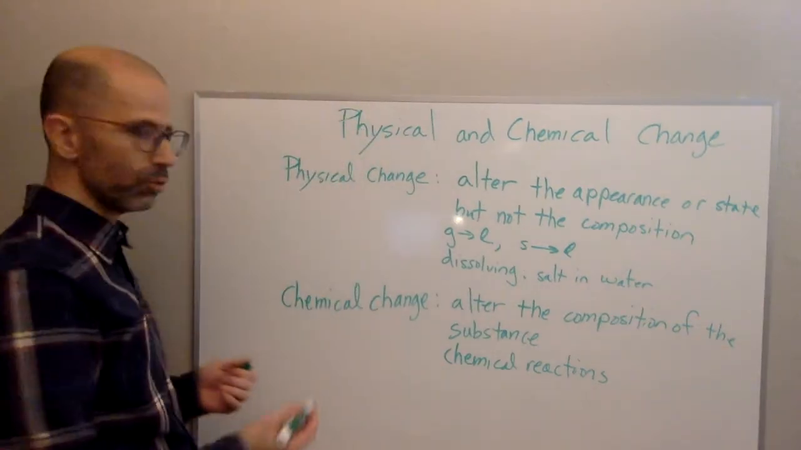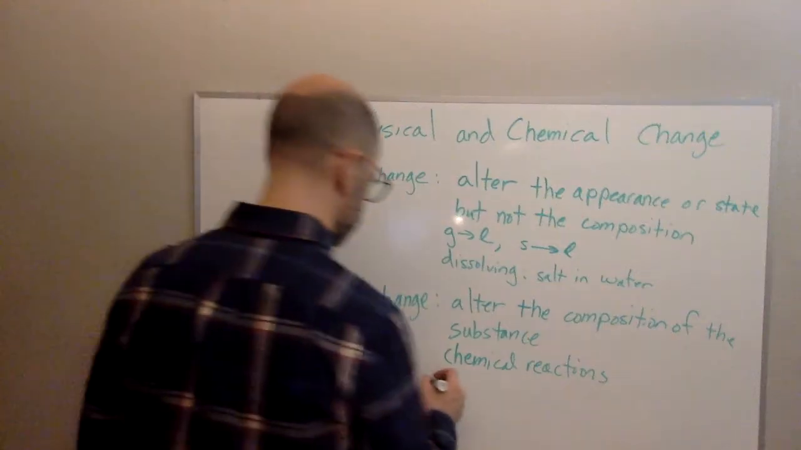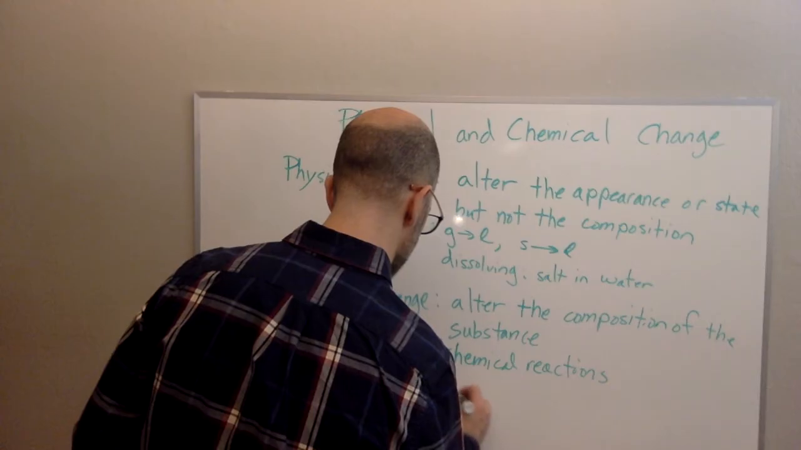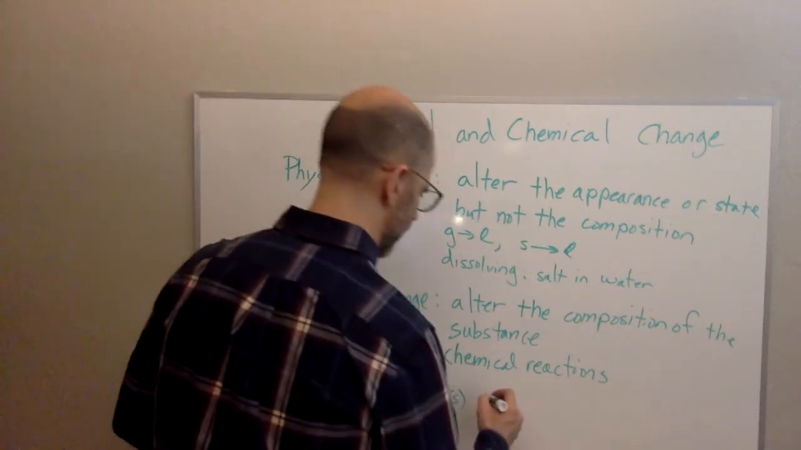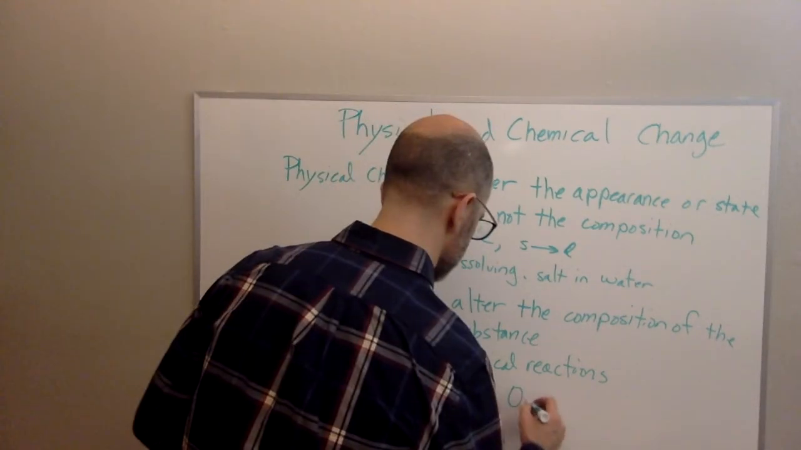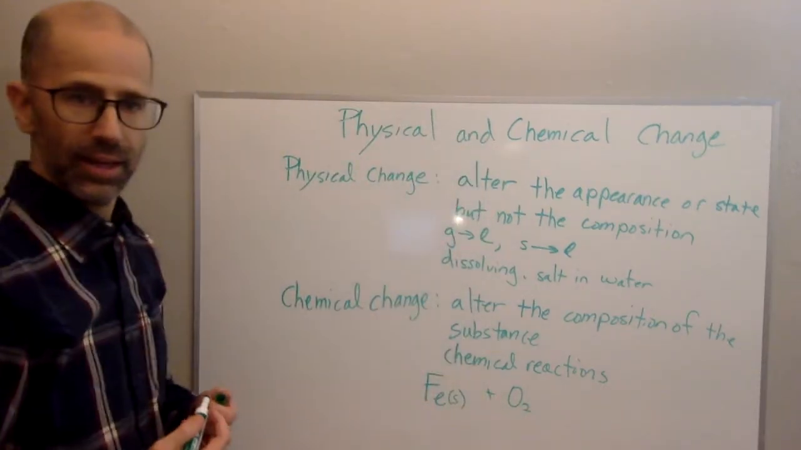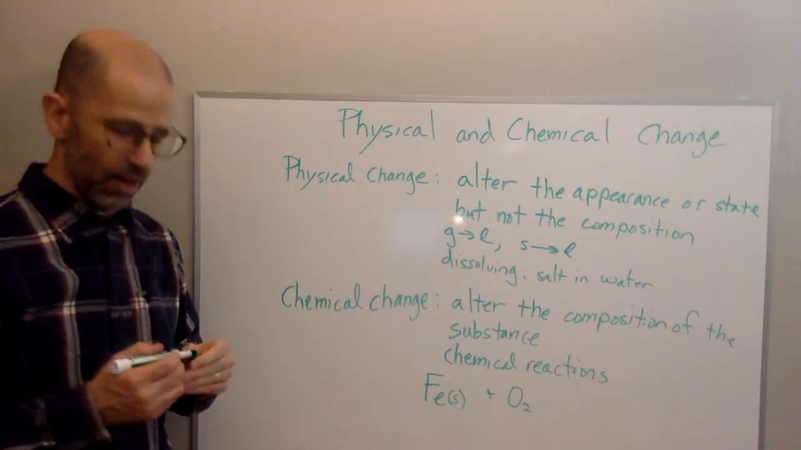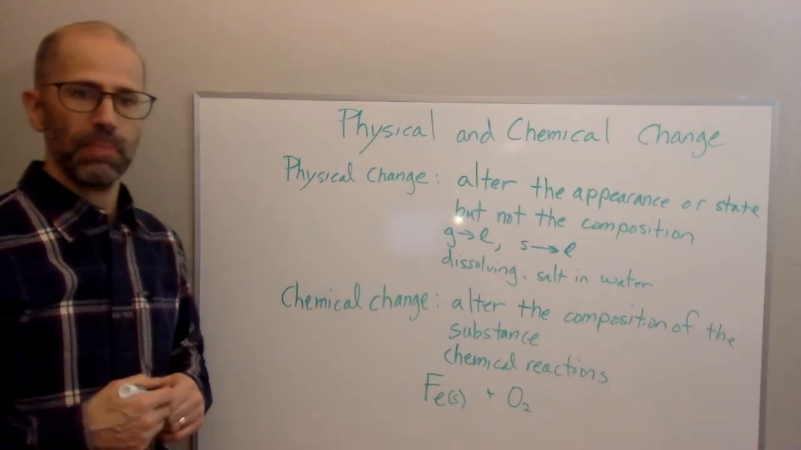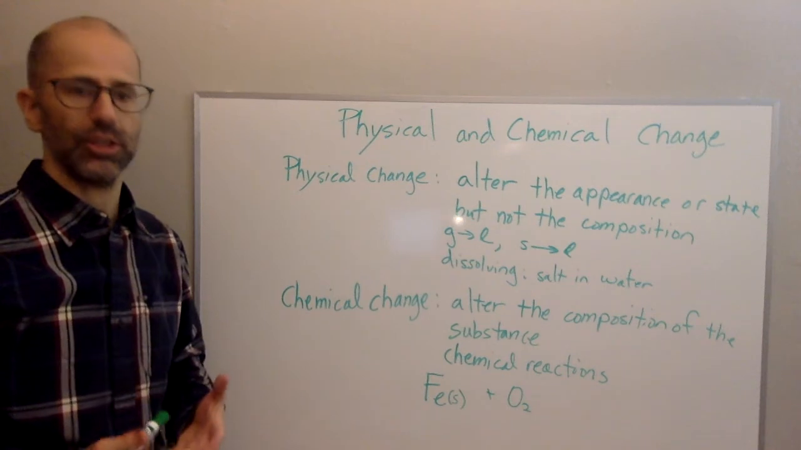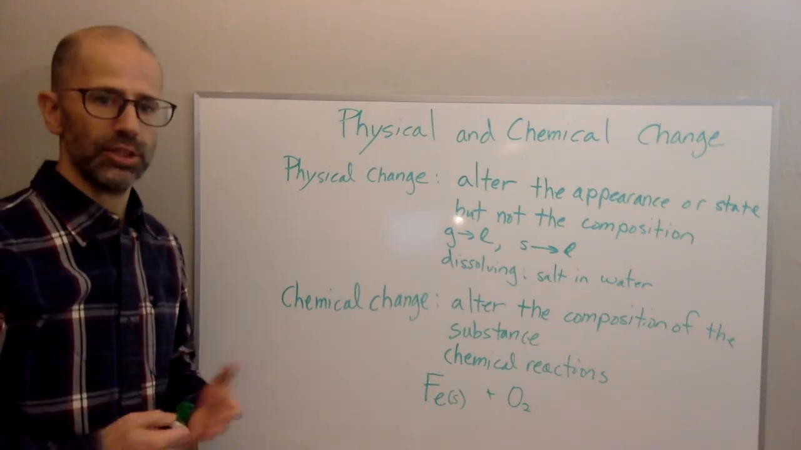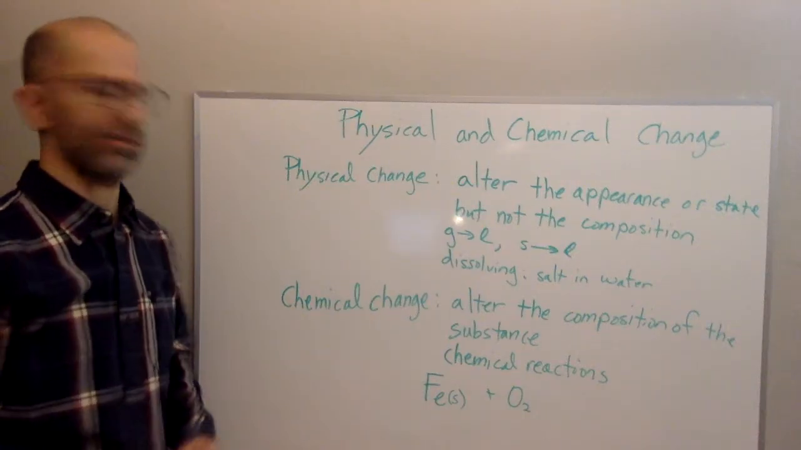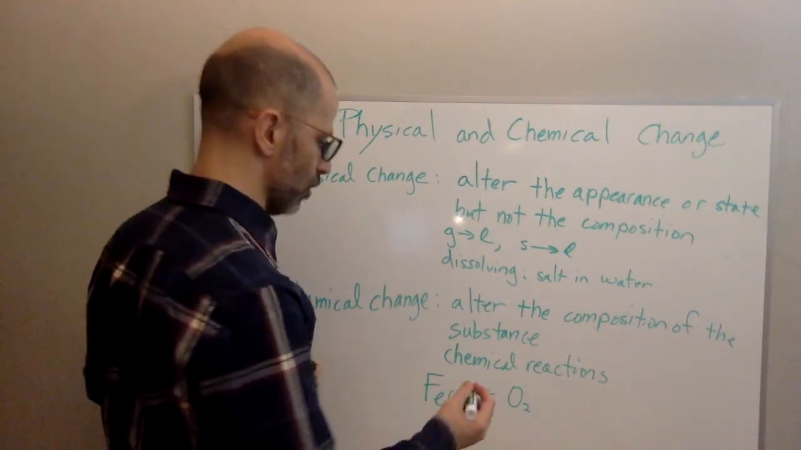So a good chemical reaction is rusting. So with rust, I have my iron, my solid iron, and I add oxygen. So basically it's a burning. Rusting is a type of burning, or combustion is the proper term. Anytime you react with oxygen is going to be a combustion reaction. So it's whatever the substance is plus oxygen gives you some sort of products. In this case, the product is rust.